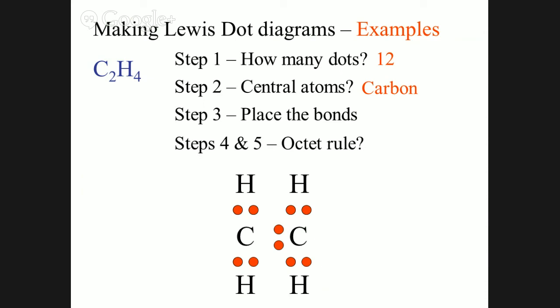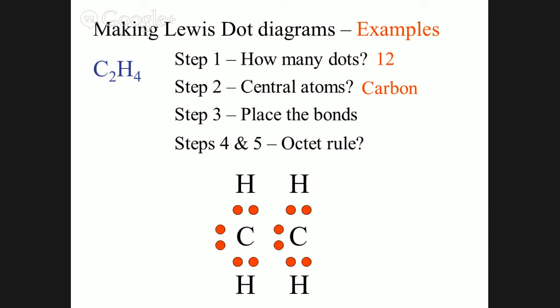The hydrogens are okay. They each have 2. But what about our 2 carbons? Do they have 8? No, they do not have 8. Now, how many dots have I used up? Until I brought in that last pair, I had only used up 10: 2, 4, 6, 8, 10. Now one of them has 8, but the other one does not.